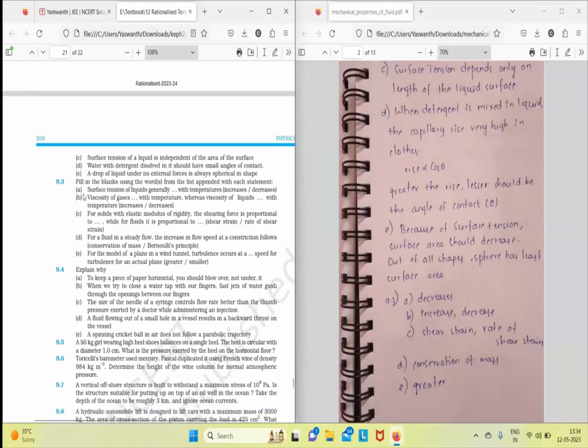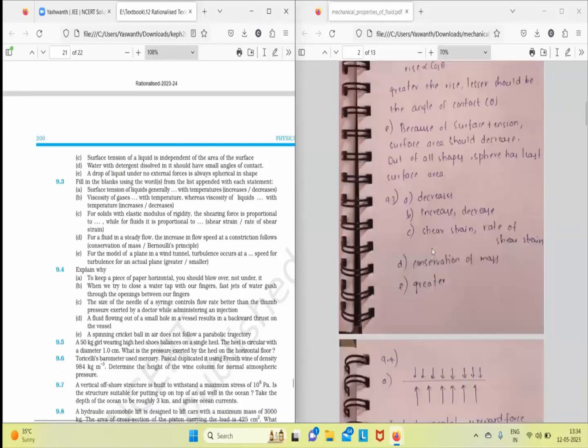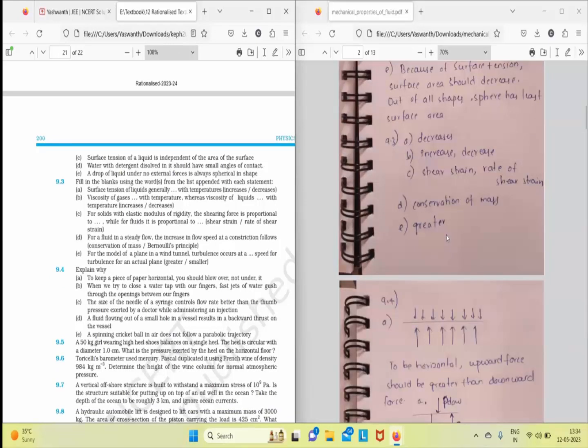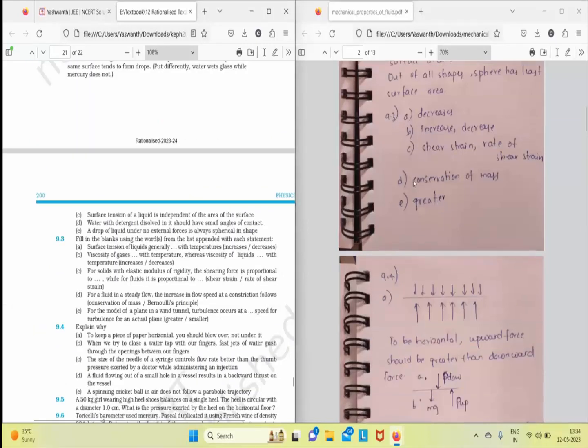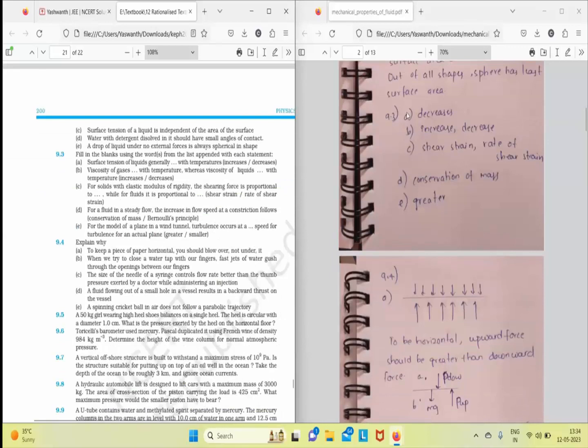And 9.3, this question will be a little theoretical question, and you can directly see it in your NCERT textbook. I will be sharing this note, so you can study it from my book. I wrote all the answers here.